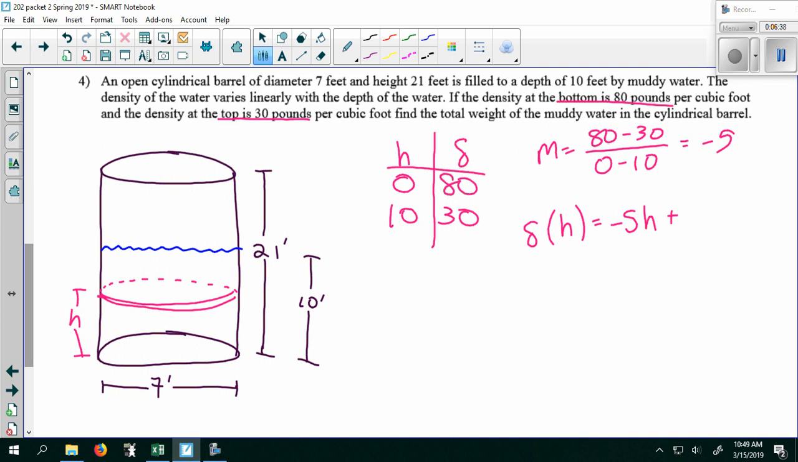Yeah, because I know that when h is 0, delta is 80. So -5h plus 80. So I've written the equation of a line that tells me the density at any particular height h.